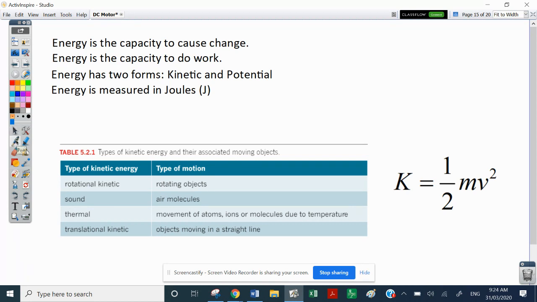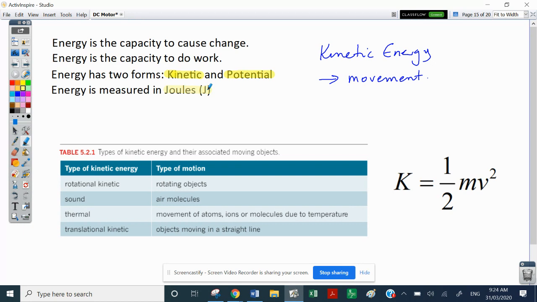We should know that energy has two forms. It is both kinetic and potential. And kinetic energy is the energy associated with movement. If an object is in motion, it has kinetic energy. And we also know that energy is measured in joules.